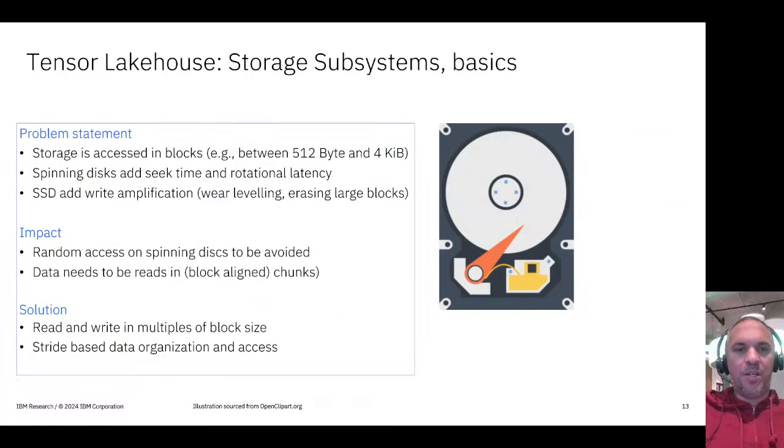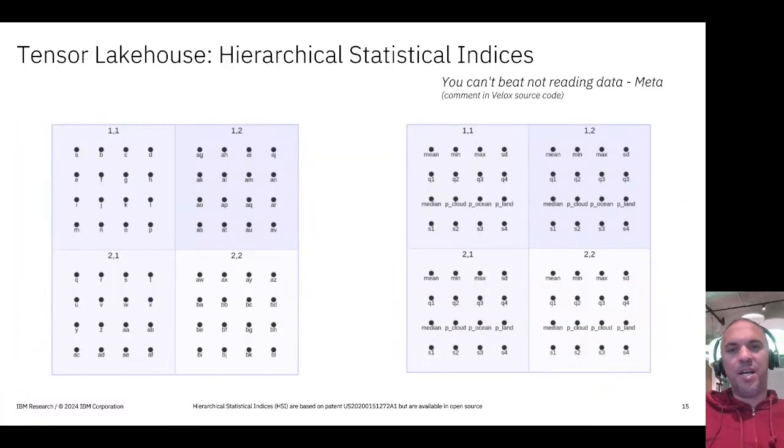Just to give you an idea of what these HSIs look like. On the left hand side, we have an 8 by 8 data set, so it's 64 data points. And then we group those into 4 by 4, so 4 times 16 data points. And on those 16 data points, we compute aggregation. So that's an example of the second smallest resolution level where we compute the HSI.